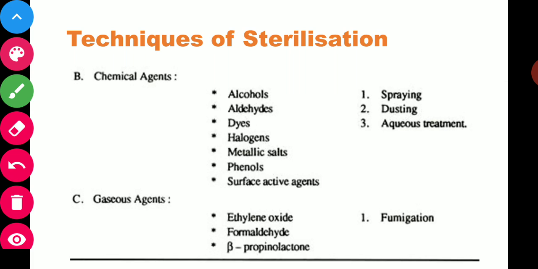The chemical agents are mainly alcohols, aldehydes, dyes, halogens, metallic salts, phenols, and surface active agents, which may be used by spraying, dusting, or aqueous treatments. The gaseous agents include ethylene oxide, formaldehyde, and beta propiolactone, which are used by fumigation.